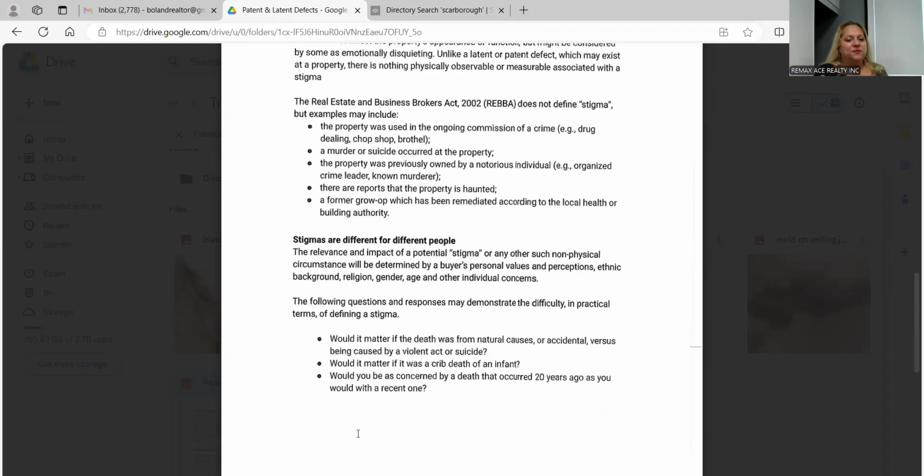A former grow-up which has been remodeled according to the local health or building authority. So even if you buy a grow-up and you bring it back to standard and you get it cleared by all the authorities saying, yep, there's no mold in the property, the air quality is good again, structurally it's fine again, the fact that it was a grow-up is still a stigma on the property, right?